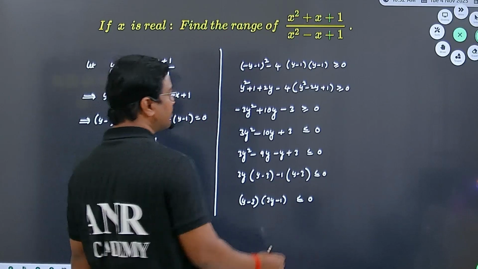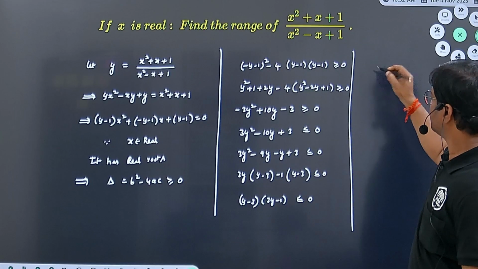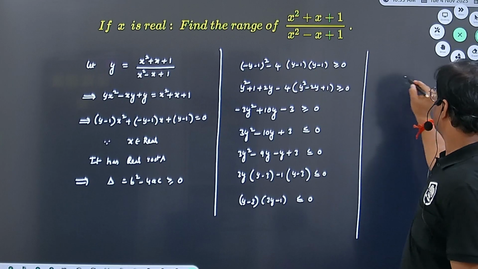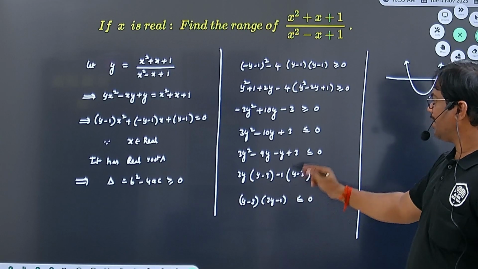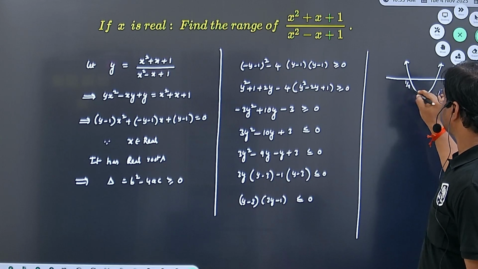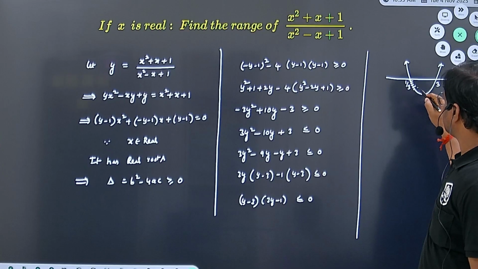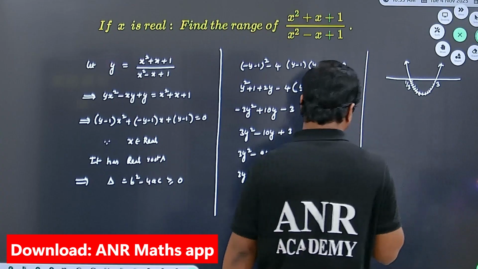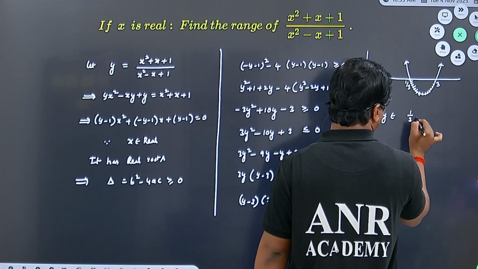Now, apply real line method. Second degree equation indicates a parabola. Here the roots are 1 by 3 and 3. One root is 1 by 3 and the other root 3. Parabola less than or equal to 0. That is, this is the portion. Therefore, I can say that y value belongs to 1 by 3 comma 3.